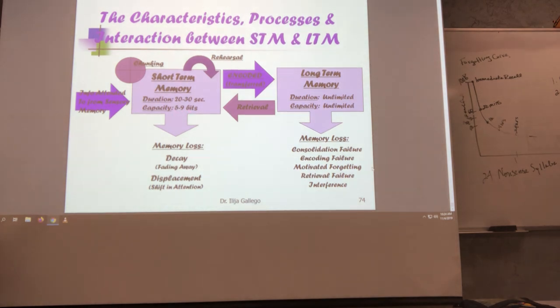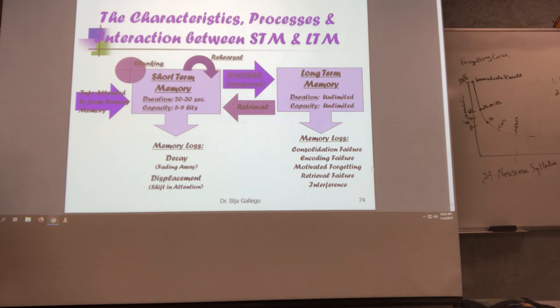We can make it last longer by rehearsing it. We can make more stuff fit in there through chunking. So we increase the duration through rehearsal. We increase the capacity through chunking. The information can decay or be displaced. Sometimes it's encoded into long-term memory where the duration is unlimited and the capacity is also unlimited. And in order to know something right now, we have to take it from long-term memory and retrieve it back into short-term memory. Remember, this is also called working memory. Whatever we're working on is in short-term memory.